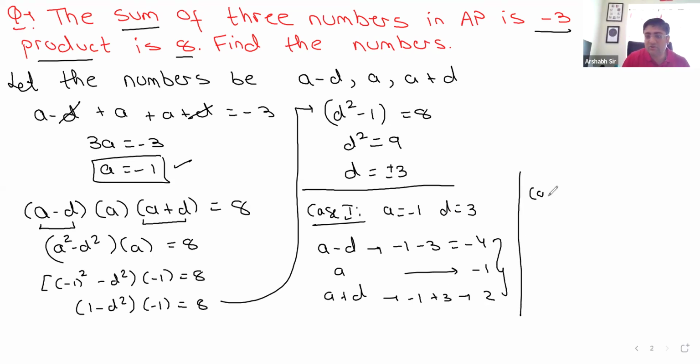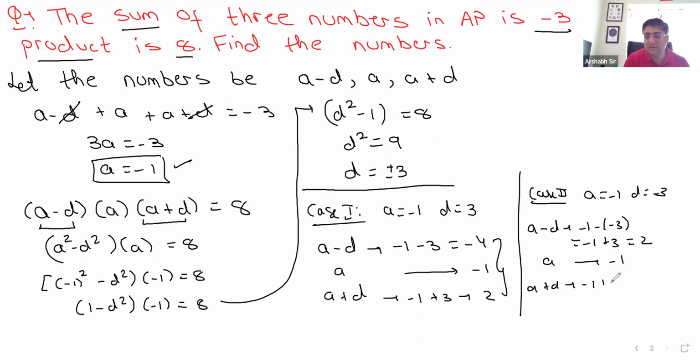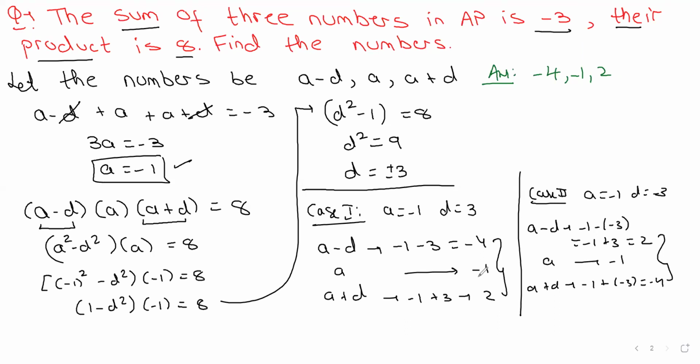Right? Now let's do case 2. Case 2 is A is minus 1, D is minus 3. So what will A minus D become? A minus minus 3, that is minus 1 plus 3, that is 2. A is minus 1 and A plus D is minus 1 plus minus 3, that is minus 4. So do you agree the numbers are the same? Yes or no? So the answer is minus 4, minus 1, 2. But in the exam you will have to show both cases. Is this question clear to all of you, beta? Yes, sir. Fantastic. Make a note of it.